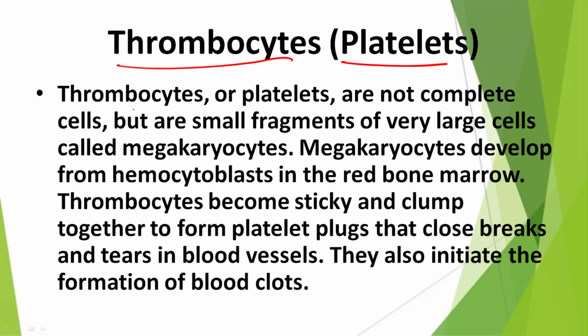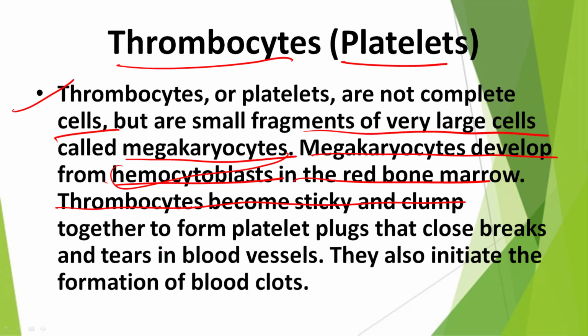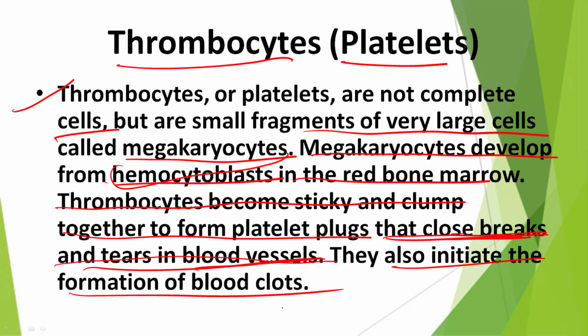Thrombocytes or platelets are not complete cells but are small fragments of very large cells called megakaryocytes. Megakaryocytes develop from hemocytoblasts. What is a hemocytoblast? It's a stem cell in bone marrow which gives rise to other cells. In the red bone marrow, thrombocytes become sticky and clump together to form platelet plugs that close breaks and tears in blood vessels. They also initiate the formation of blood clots.